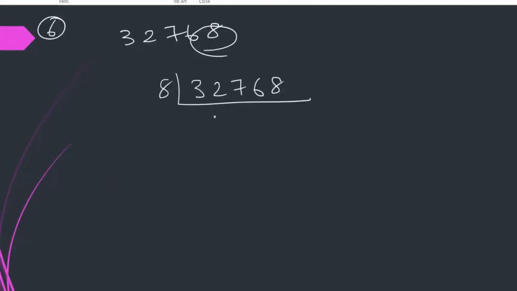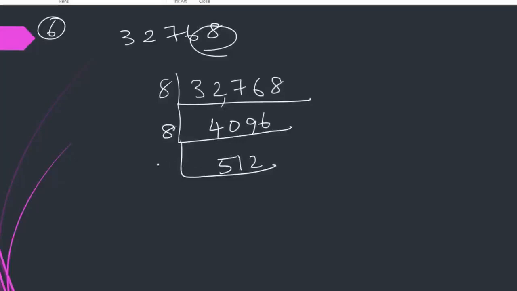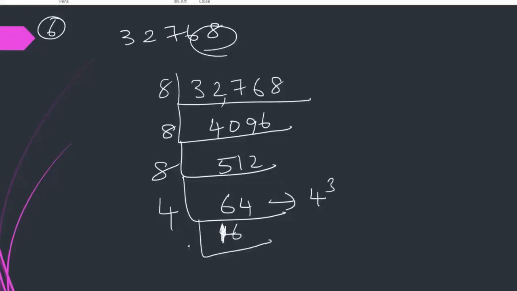Okay, so with the 8 table, how many times will it go? It will go 4096 times. Again dividing by 8, it will go 512 times. 512 is the perfect cube of what number? 8, right? So again do this division. Here it will go 64 times. Now check, 64 is the perfect cube of what number? 4 cube. So 4. Again 4, again 4.